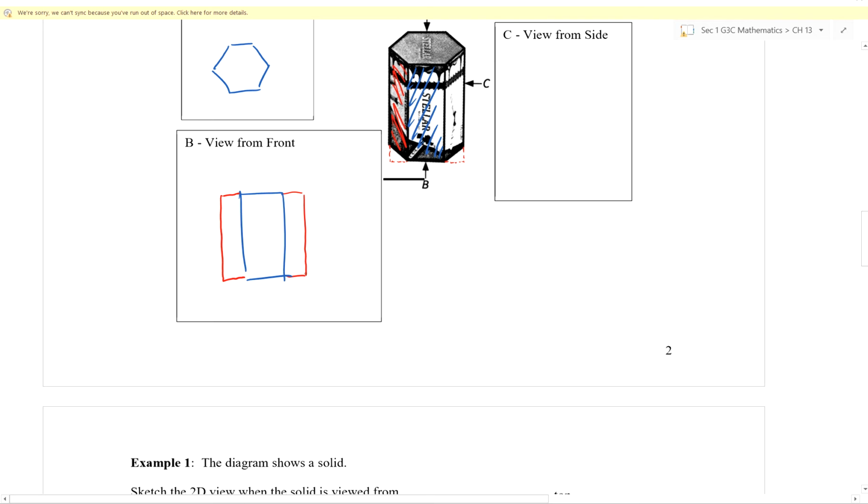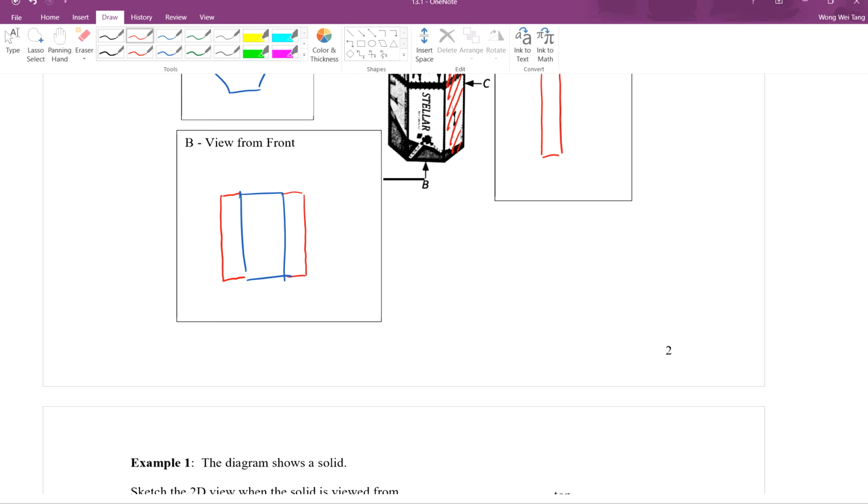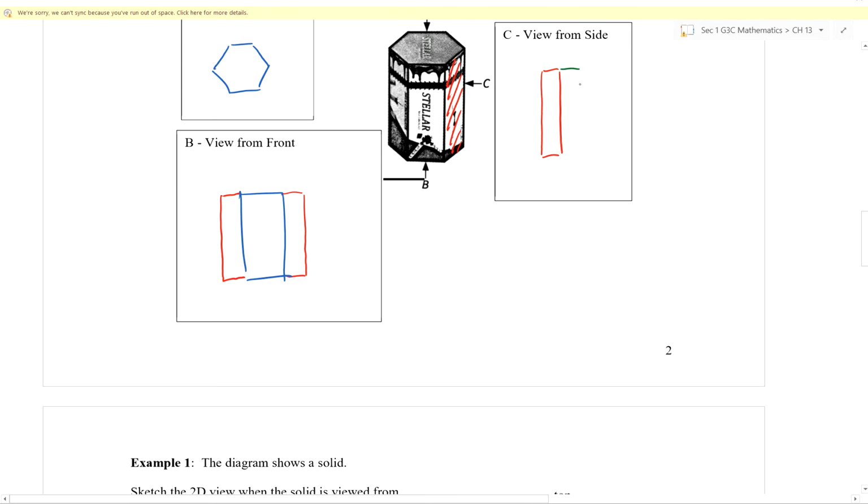Now we view from side C. We will be seeing one vertical line in the middle, one rectangle referring to this face, and on the other side we have another face looking like this.